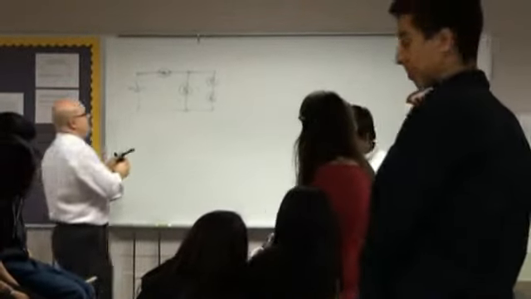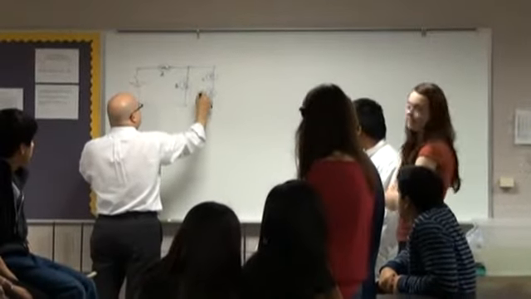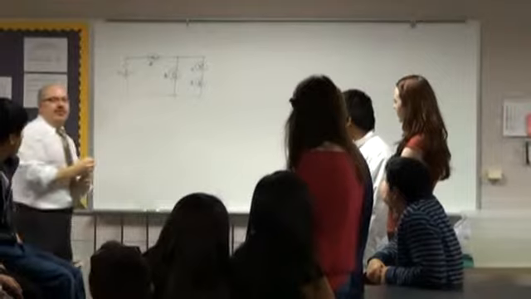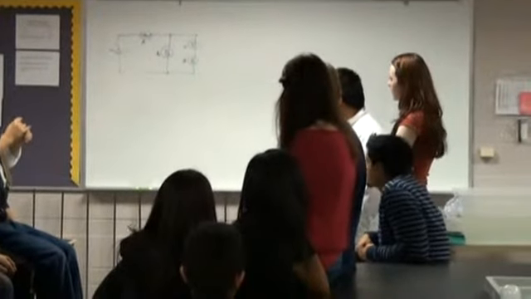We're going to call this one bulb A, then B, C, and D. Okay, think about it. Rank them in order, brightest to dimmest. Talk to your neighbor.